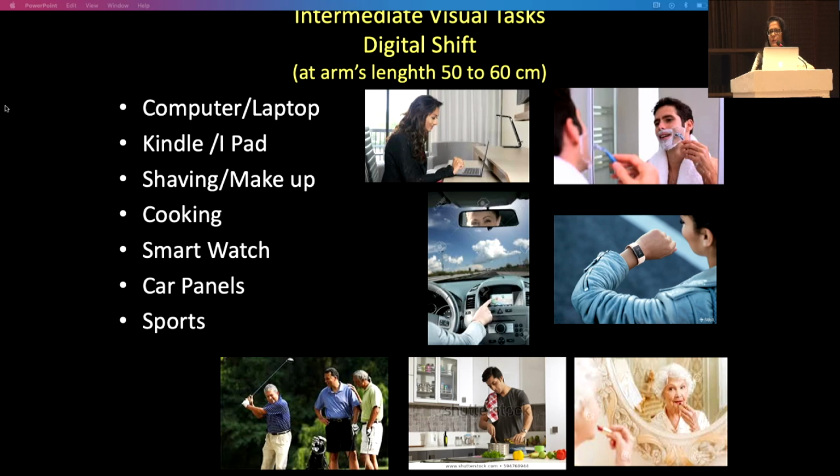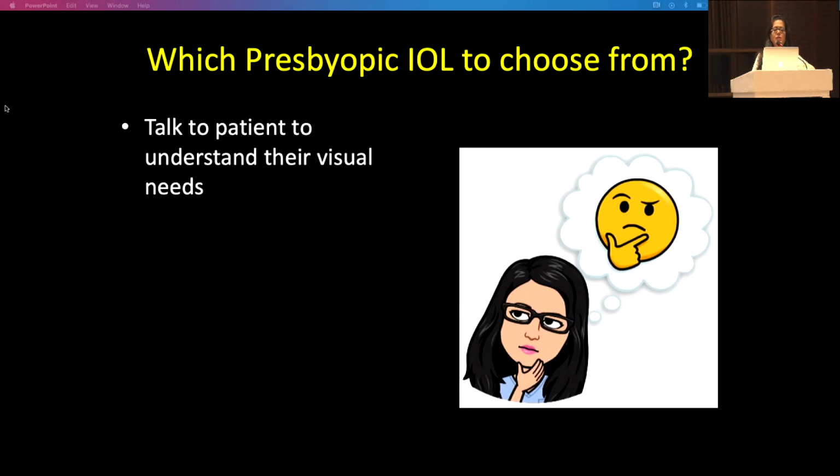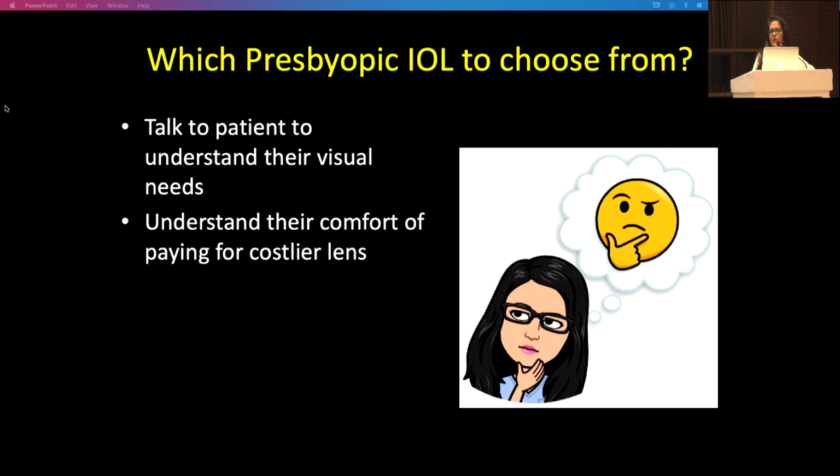So earlier, with bifocals, we used to only focus on distance and near. Now it is a continuous range of vision where intermediate tasks have also become very important. So how do we choose the lens? We talk to the patient, because it's not about fitting any lens in any patient. You understand their visual needs.